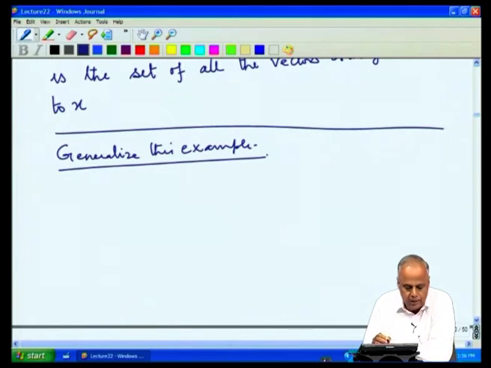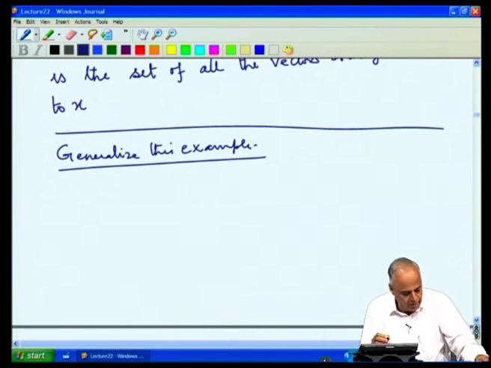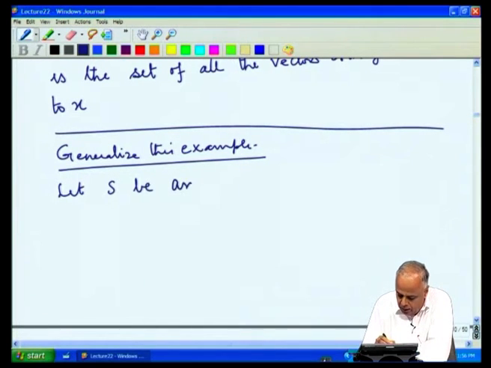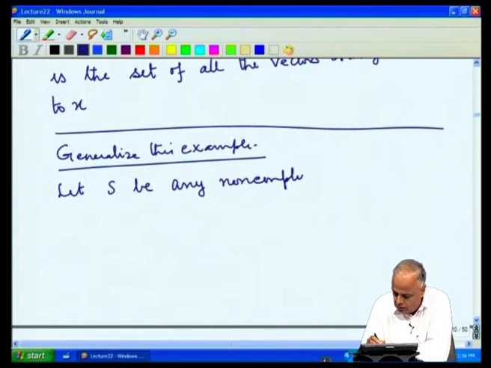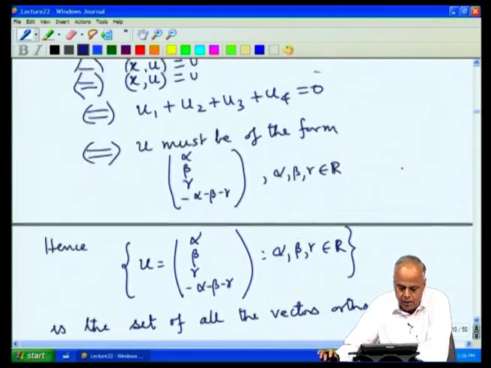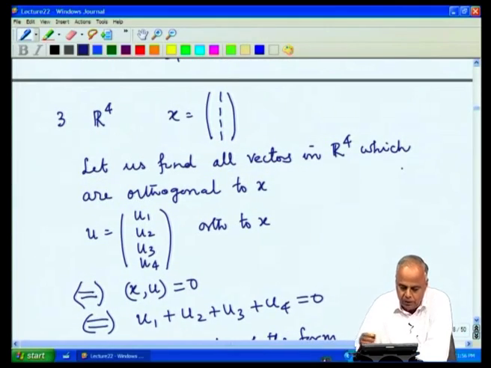How do you generalize this example? The way we generalize this example is, let S be any non-empty subset of R^k. In the above example, we had taken the set S to be this single vector x. We have just taken S to be the single vector.